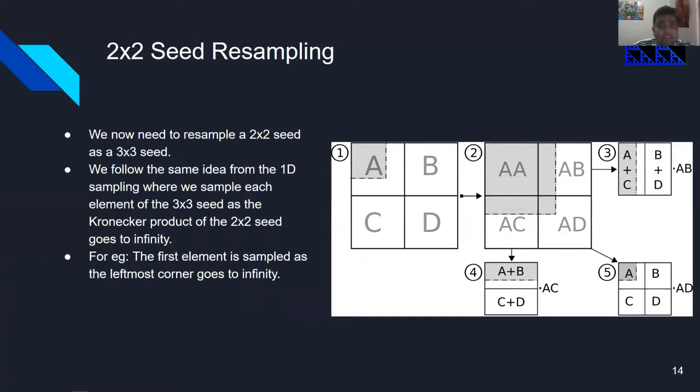Figure on the right shows the sampling of the first element. The sample consists of the whole of AA, the leftmost third of AB, the topmost third of AC, and the top left ninth of AD.